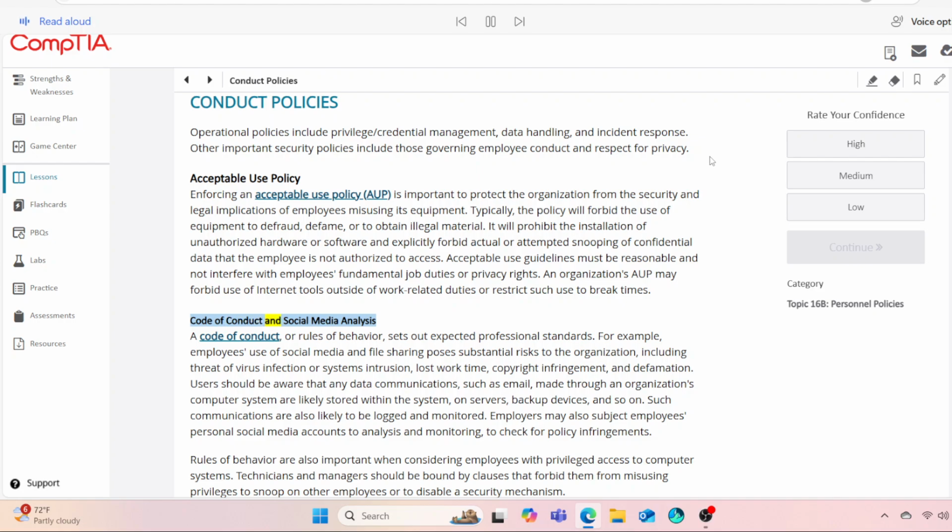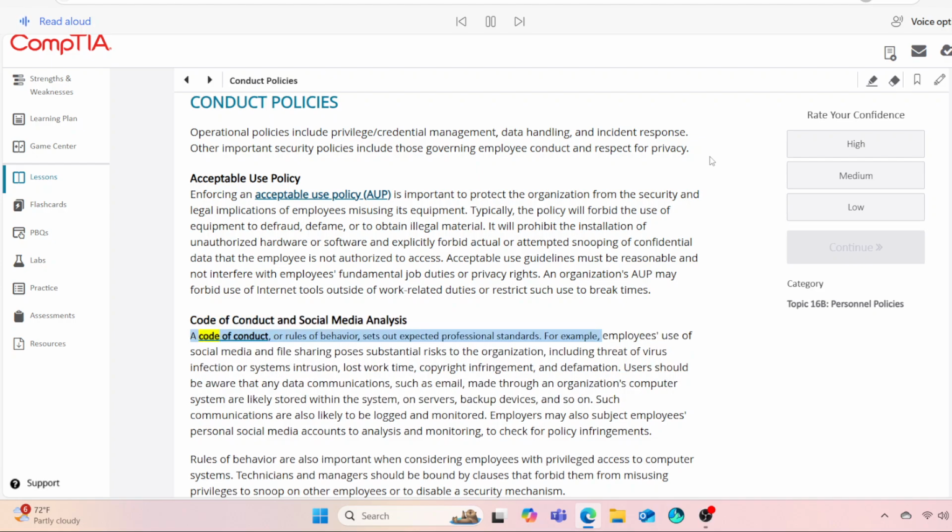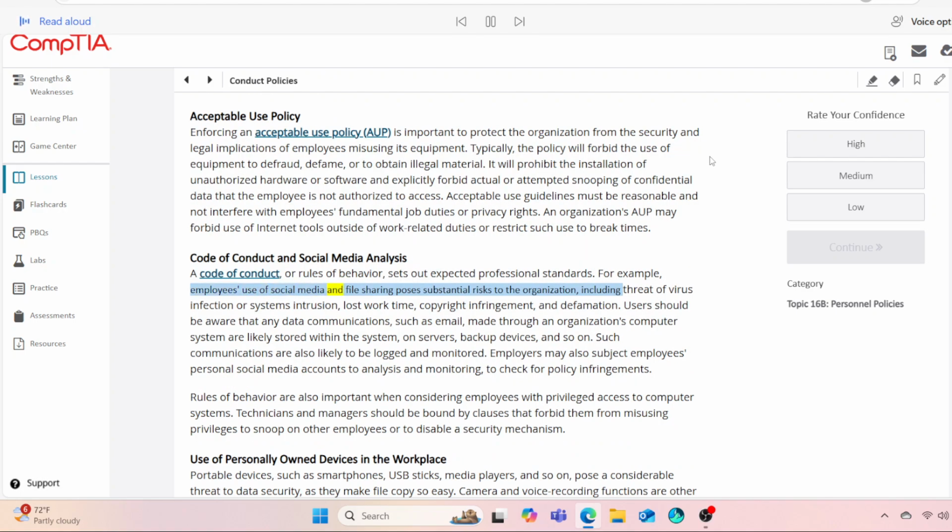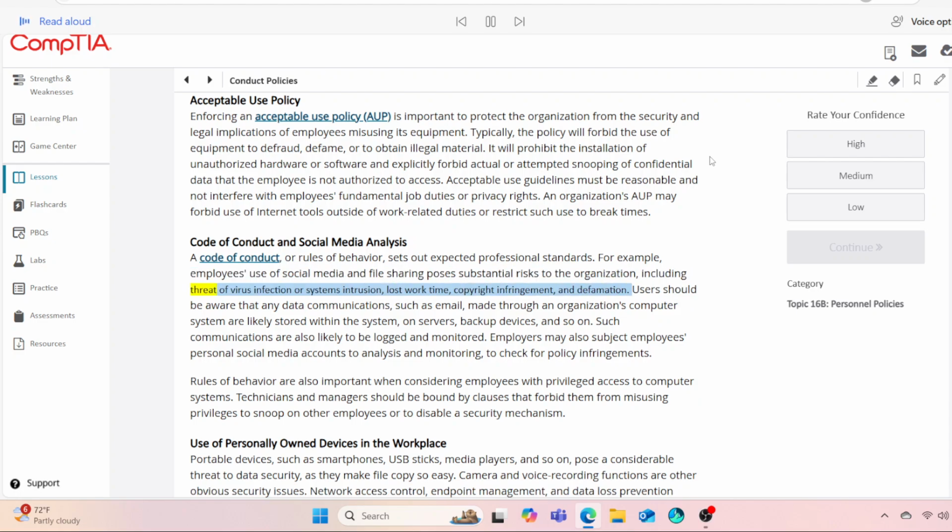Code of conduct and social media analysis. A code of conduct, or rules of behavior, sets out expected professional standards. For example, employees' use of social media and file sharing poses substantial risks to the organization, including threat of virus infection or systems intrusion, lost work time, copyright infringement, and defamation.